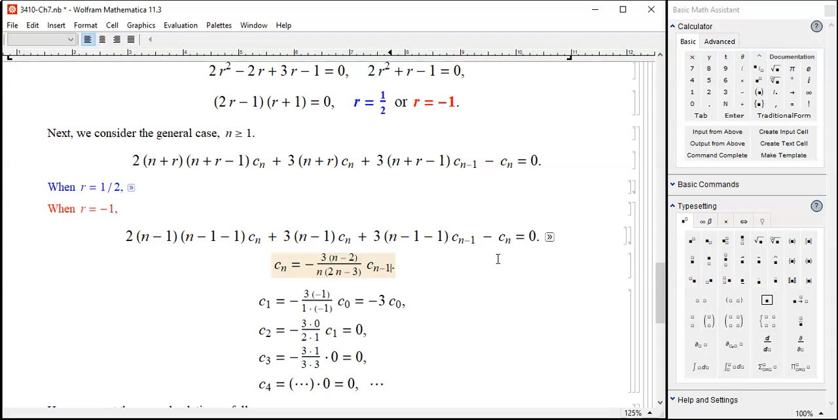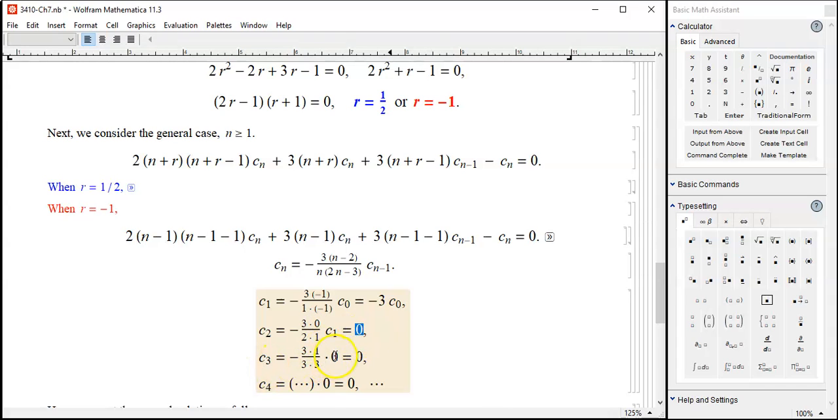Once you get it, again, plug in numbers. C of 1, C of 2, C of 3, you can find out by plugging in n equals 1, 2, 3, 4, and so on. We get, okay, first, negative 3 times C0, that's okay. Then plug in n equals 2, and right here, 2 minus 2, so we get 0. So C of 2 is 0.